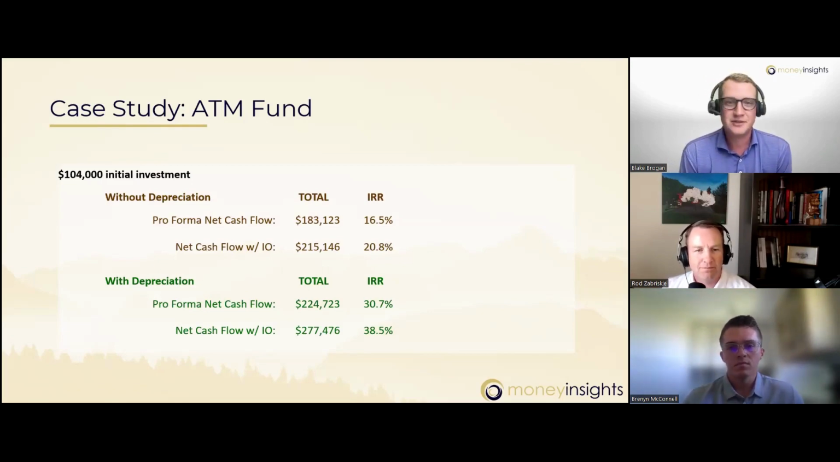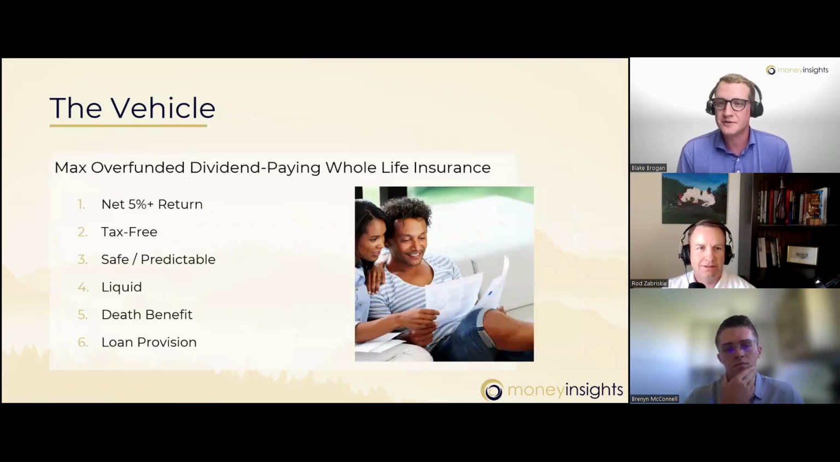All right, let's jump into the type of account that we're using. And again, Rod mentioned term infinite banking. What we're doing with the investment optimizer is using what we call, it's a long definition here, a max overfunded dividend paying whole life insurance contract.